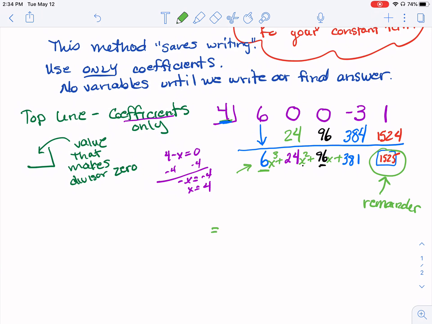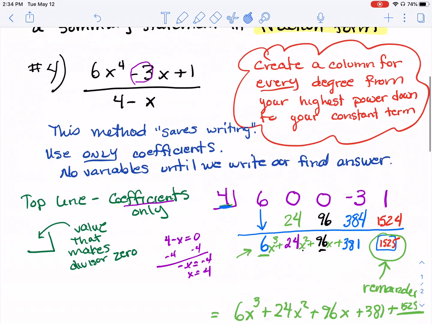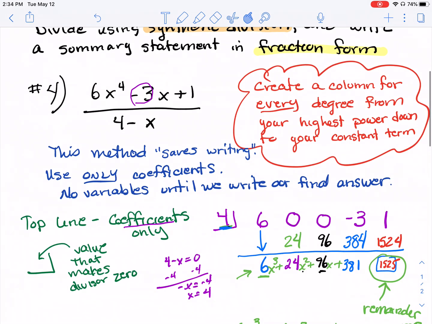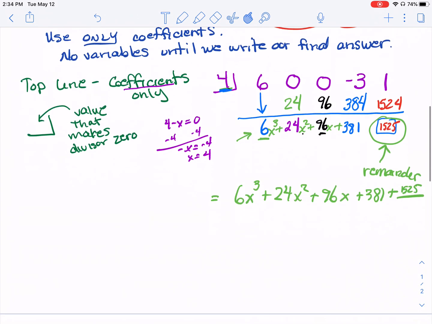So just to make sure you're getting the whole picture here, the answer is going to be like this: 6x to the third plus 24x to the second plus 96x plus 381, I'm just copying that bottom line, plus my remainder, 1,525, over the thing I was dividing by, which is this 4 minus x up here. So I'm going to go remainder over 4 minus x.